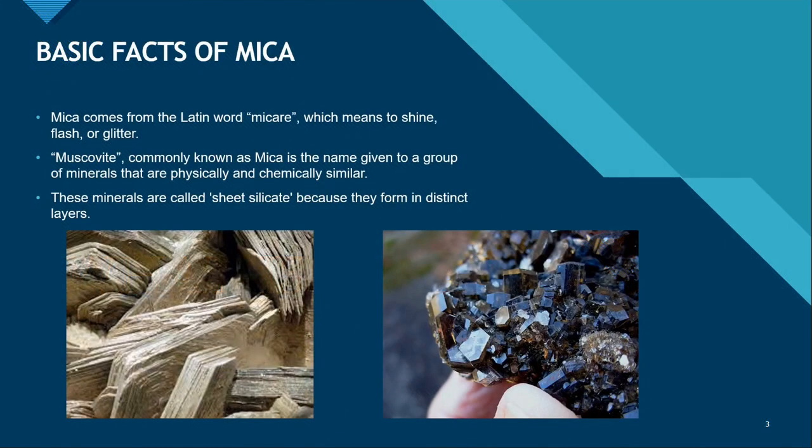Mica comes from the Latin word micere, which means to shine or glitter. Muscovite, commonly known as mica, is the name given to a group of minerals that are physically and chemically similar. These are called sheet silicates because they form in distinct layers, as you can see in the pictures given below.